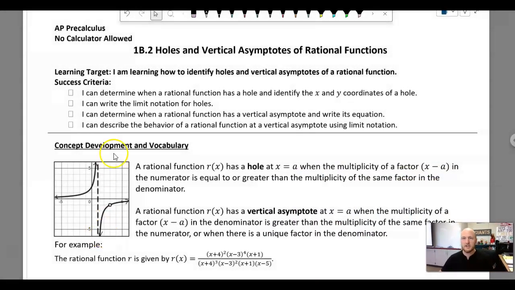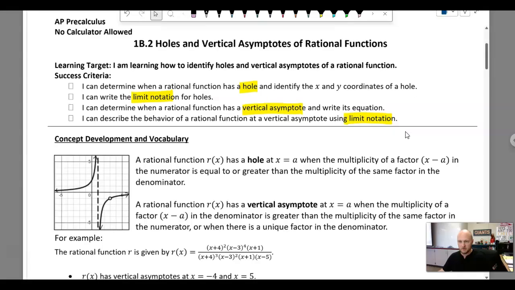Okay, so our learning intention for this lesson is how to identify holes and asymptotes, and you'll be successful in doing this if you can determine where a function has a hole and identify the x and y coordinates of the hole. In addition, you can write a limit notation for a hole, we'll talk about that, as well as determine the equation of a vertical asymptote, as well as describe the behavior of a rational function at a vertical asymptote using limit notation. So really, two big ideas here. We have holes and we have asymptotes, and we are going to work in this idea of limit notation.